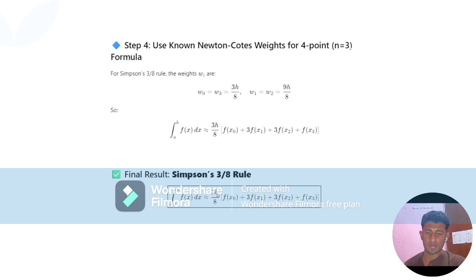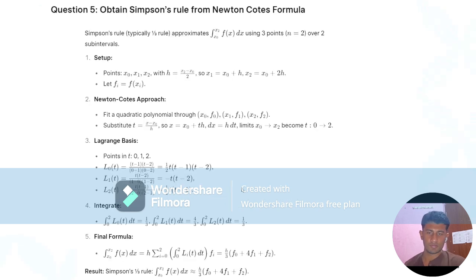In step 4, use Newton-Cotes weights for 4 points, in which n equals 3. For Simpson's 3/8 rule, the weights wi are w0 equals w3, which equals 3h by 8. So we can say that w1 equals w2, which equals 9h by 8. So the following integral is the final result, which is Simpson's 3/8 rule.